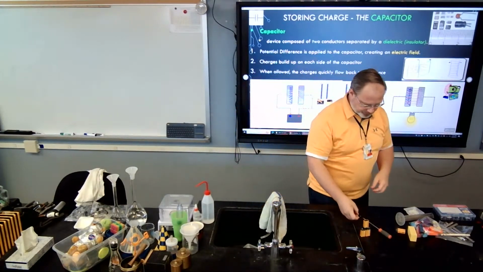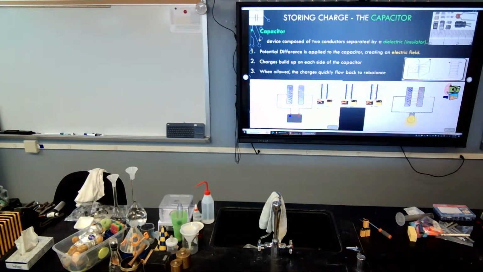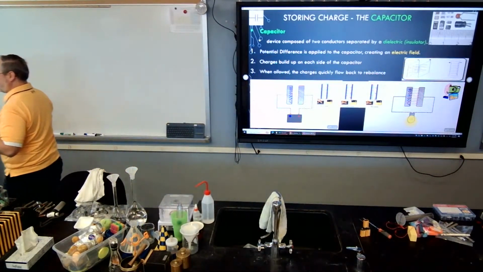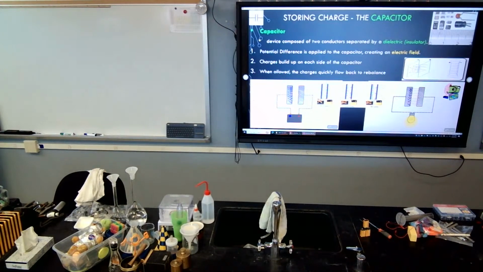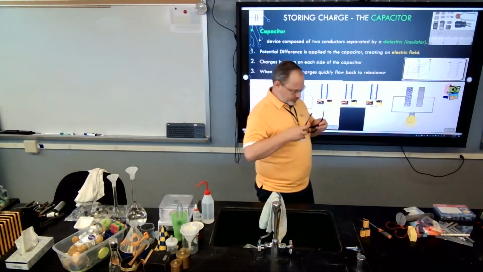What I'm going to do is give it way too much, so the dielectric fails. I'm going to make the dielectric fail on purpose. I don't know what this does.